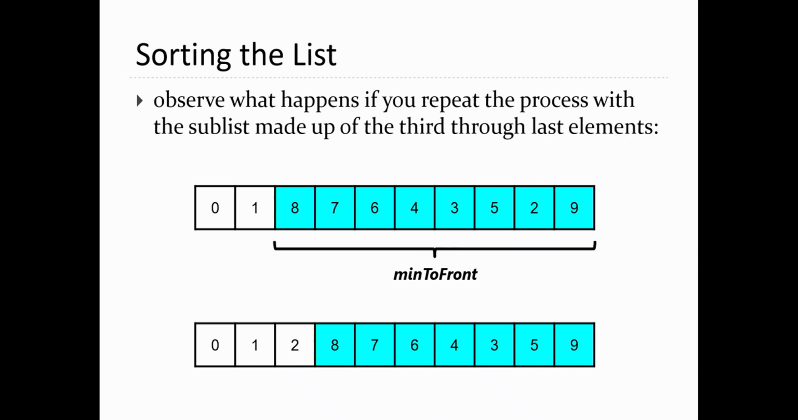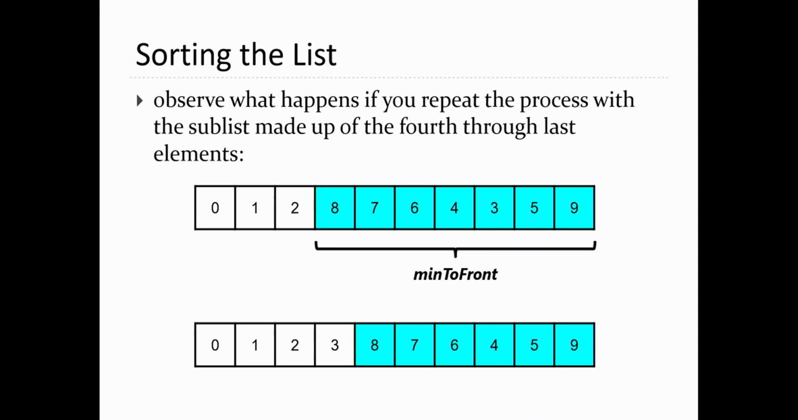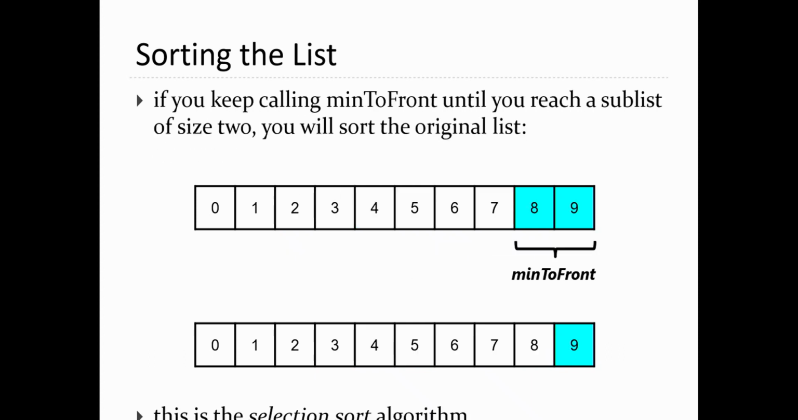If you do it again, call min to front on that sublist, well, the 2 is going to move to the front, and now the third smallest element in the list is in the third location in the list, and if you keep on going, you will eventually sort the list. That's the selection sort algorithm, which I don't know if they taught you in 121 or not. Selection sort, you repeatedly move the smallest element in the sublist to the front of the list.